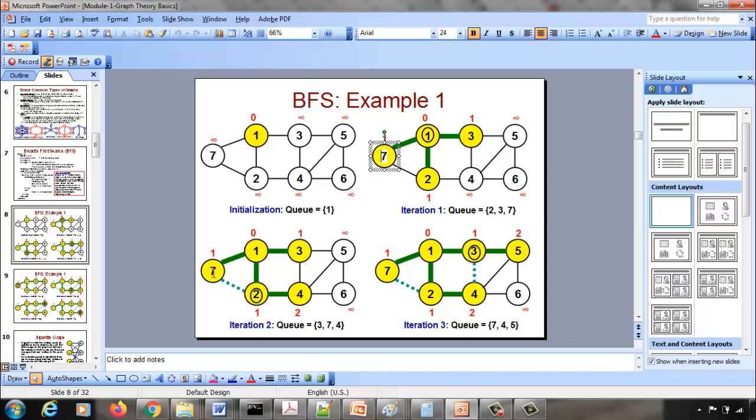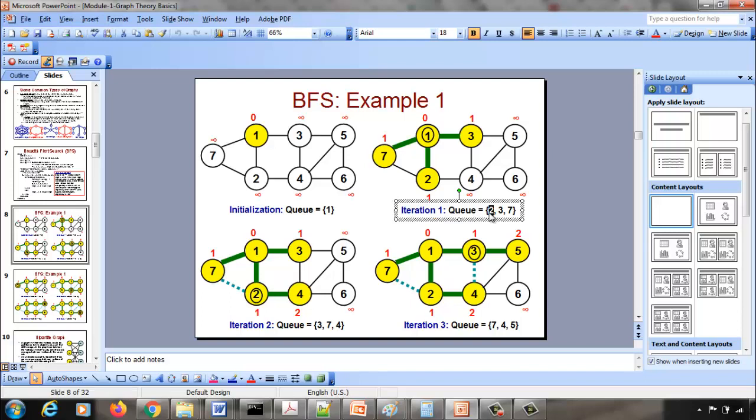And what else? Mark that neighbor as visited now, and then also add that neighbor to the queue. So 7, since already visited, you don't need to add 7 to the queue, but 4 has not been visited before, so you enqueue 4 to the queue. So 2 is dequeued, the queue is temporarily 3 and 7. Now you add 4 to it.